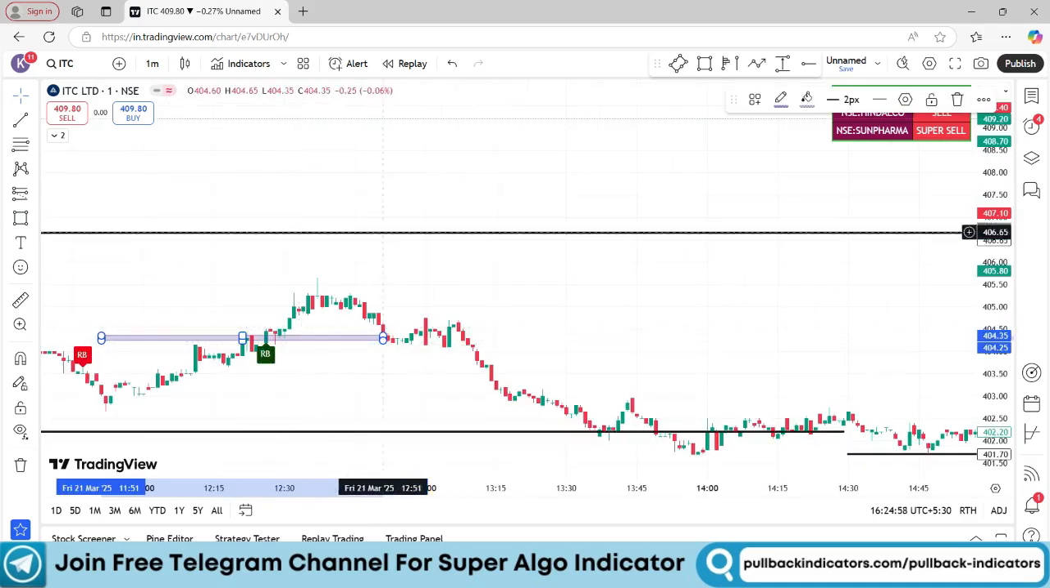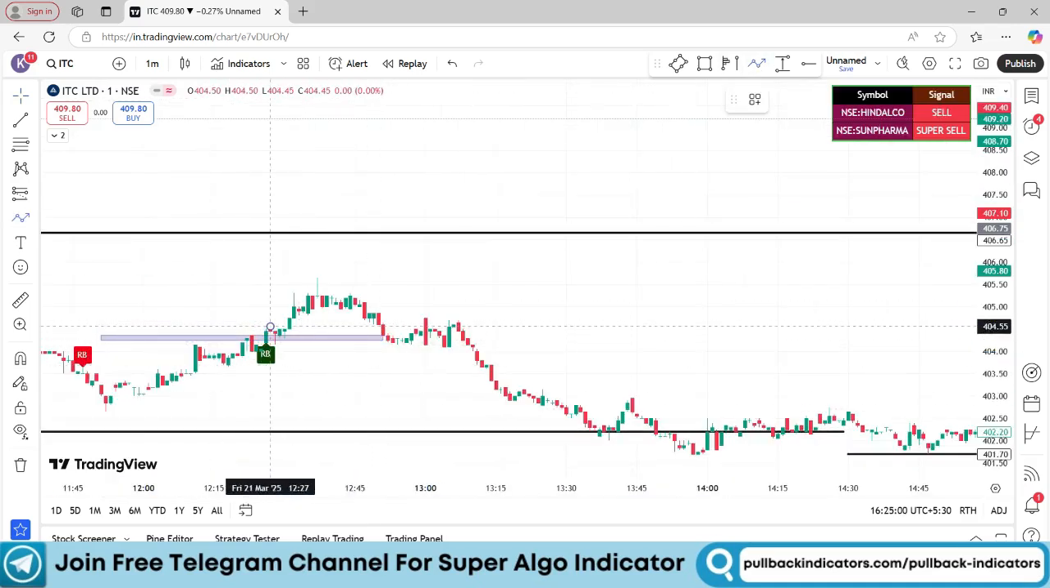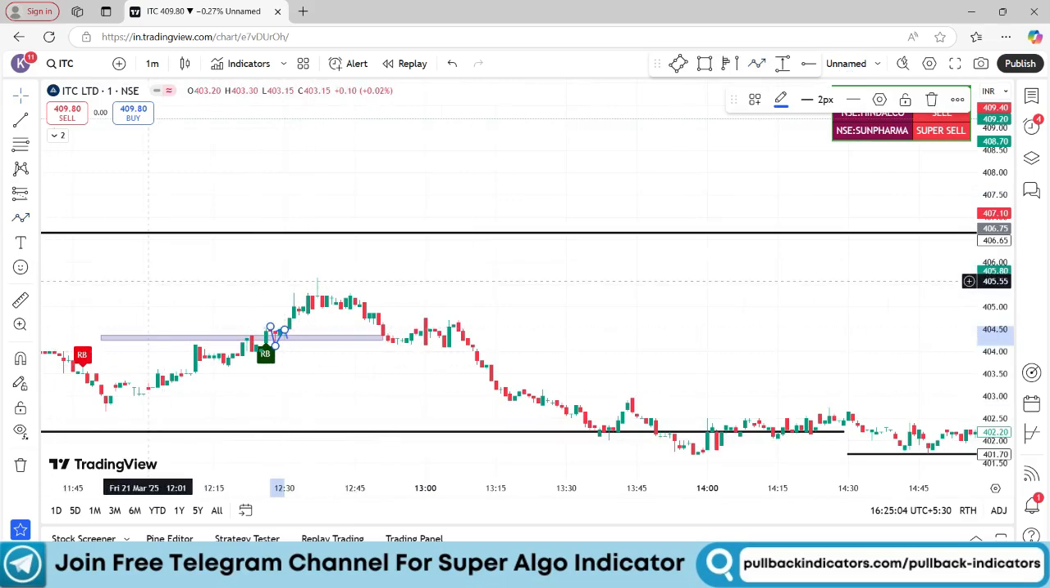I had a breakout on this level and price retested here, and then it showed a continuation. Then I would have planned to trigger my entry. This is the beauty of the pullback range breakout setup, and it also works on commodities and forex, even on options and index charts, as well as stocks, which we are watching right now.